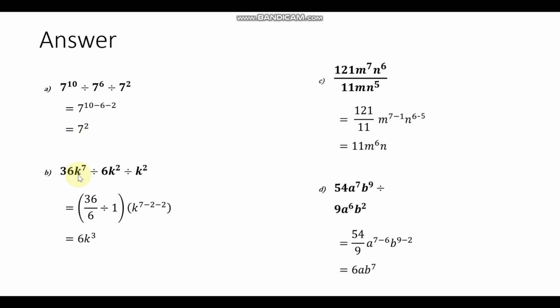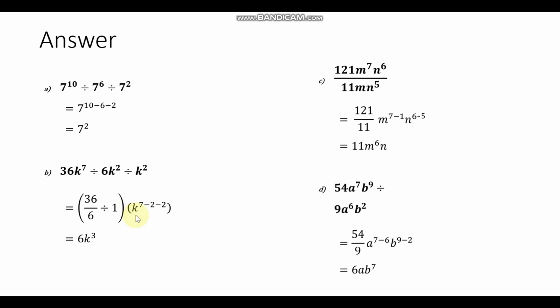Next question, we also only have one base, which is k. And please take note, the k here doesn't have a number before it, so we have to put it as 1. Now we have to write them into the fraction form. So 36 divided by 6, we got 6, and divided by 1 again, we got 6 as well.